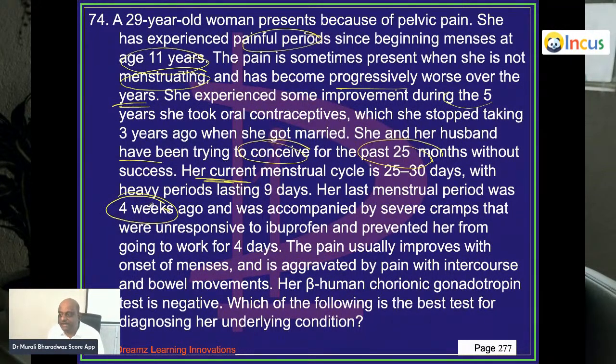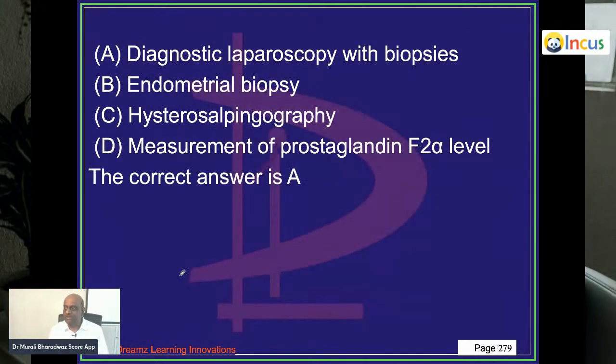Beta HCG is negative. And most important, pain improves with the onset of menses. Pain is aggravated whenever she has intercourse or when she is going for motion. So, dyspareunia and pain relieved with the onset of menses. What is your diagnosis? Endometriosis is what you need to remember.